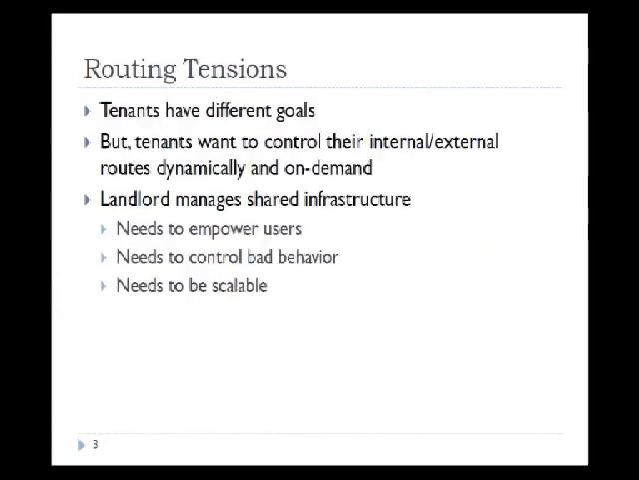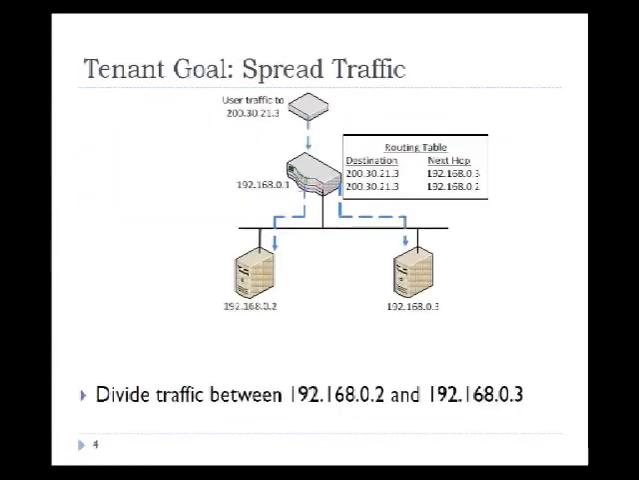So the routing intention inside the data center is as follows. The tenants have many different goals, but for a lot of their goals, they ultimately want to be able to control the routes dynamically and on demand. But at the same time, the landlord who manages the shared infrastructure wants to make sure that they can empower the user, but also control any bad behavior that the tenant might have and ensure the system is scalable. An example of a tenant goal is to spread traffic.